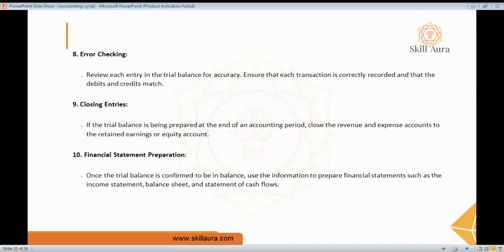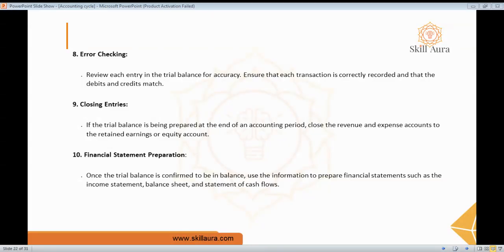And the next one is error checking. As I told you, this trial balance helps us to indicate errors or mistakes in recording transactions in the journal entry or ledger entry. So it is ensured that each transaction is correctly recorded and the debit and credit are going to match and balance. The next one is closing entry.